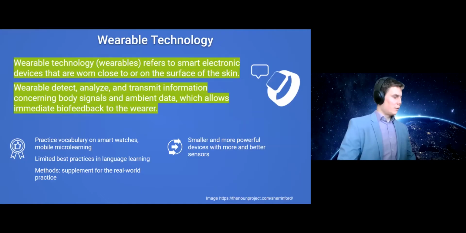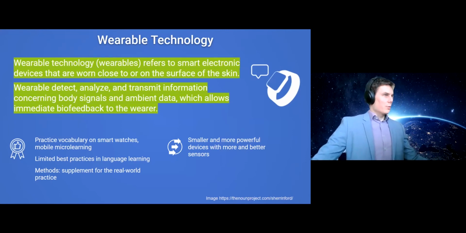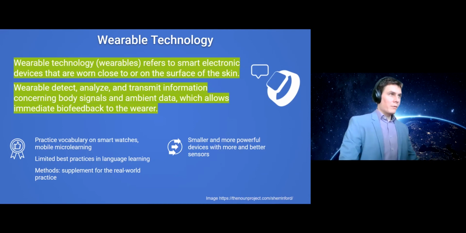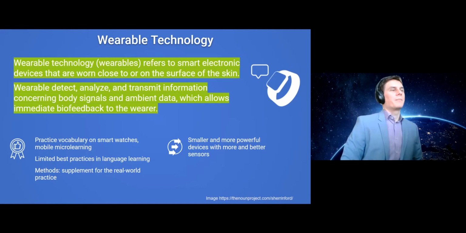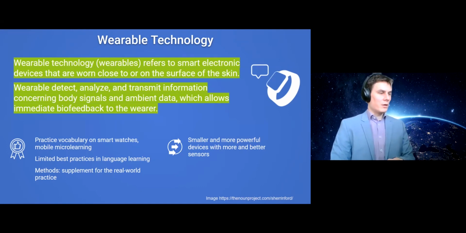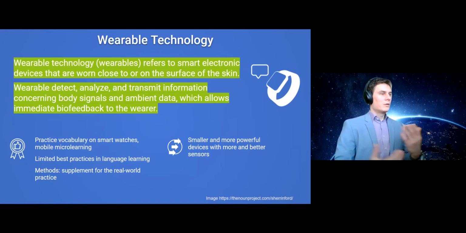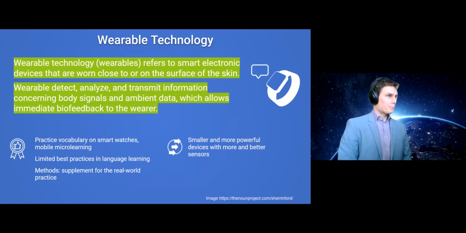Thanks. Let's continue with a few more. We now look at wearable technology. Wearable technology, or in short, wearables, refers to smart electronic devices that are worn close to or on the surface of the skin. The most popular one is a smartwatch, but there are other kinds of devices that have some electronics built in and that are worn on different parts of the human body.